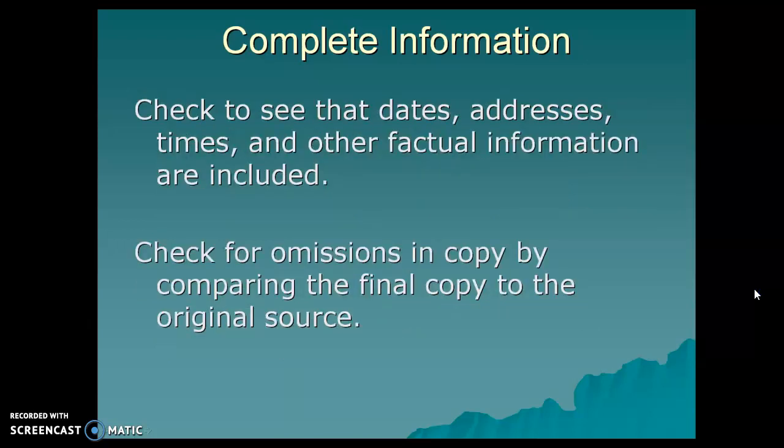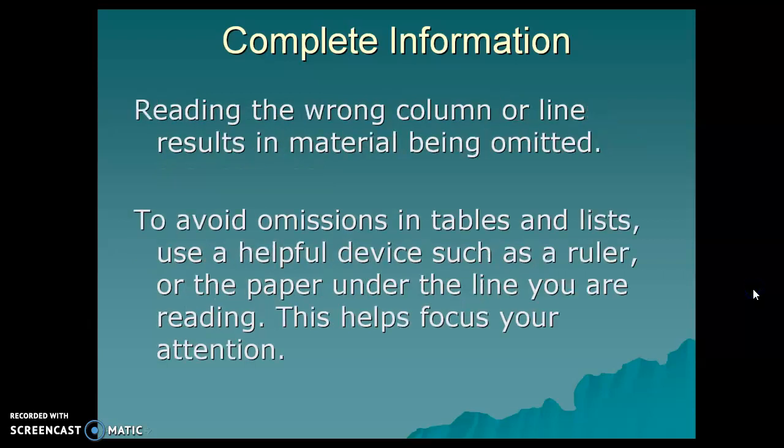Complete information. Check to see that dates, addresses, times, and other factual information are included. Check for omissions in copy by comparing the final copy to the original source. Reading the wrong column or line results in material being omitted. To avoid omissions in tables and lists, use a helpful device such as a ruler or the paper underneath the line you are reading. This helps focus your attention.